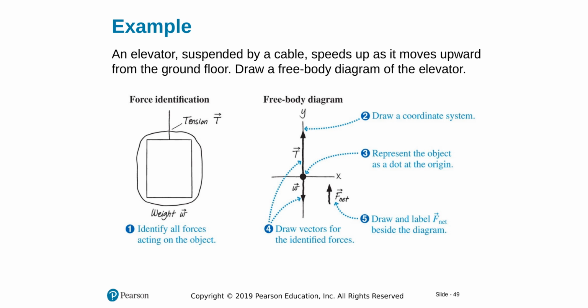Here's another free body diagram. An example: an elevator suspended by a cable speeds up as it moves upward from the ground floor. Draw a free body diagram of the elevator. Now, in this one, the forces are shown in terms of their representative strength. The elevator is going upward and speeding up. Speeds up means velocity is upward and increasing.